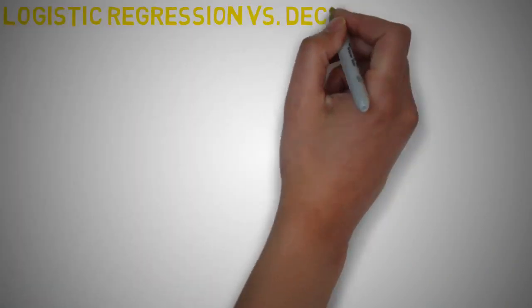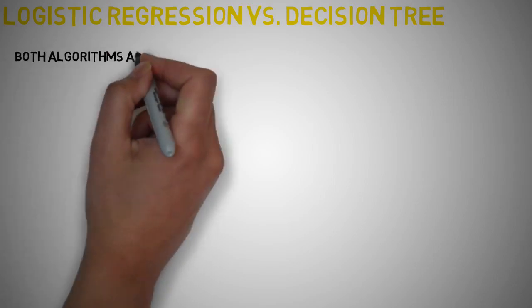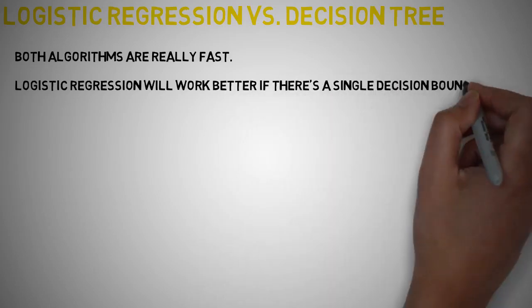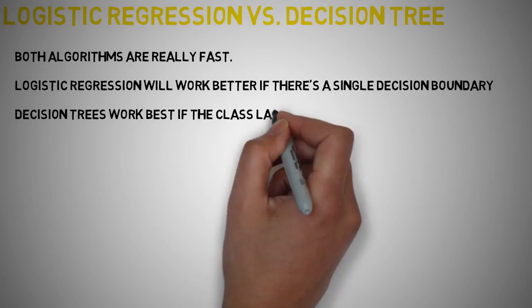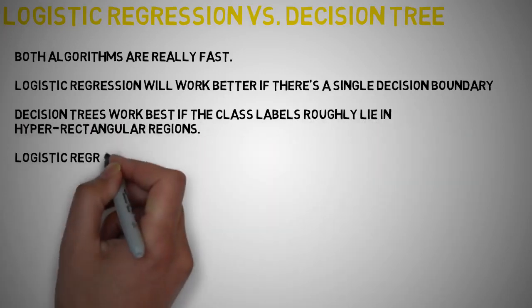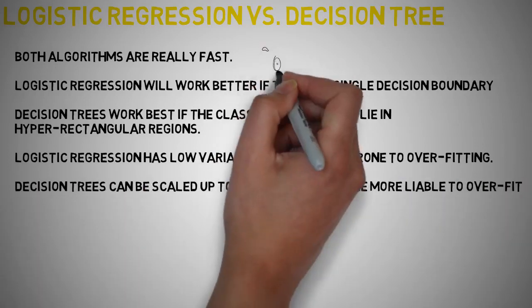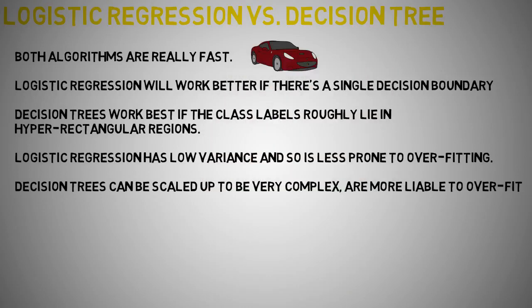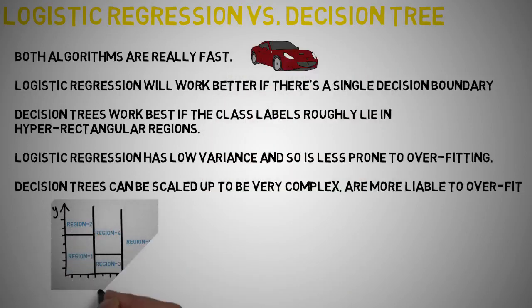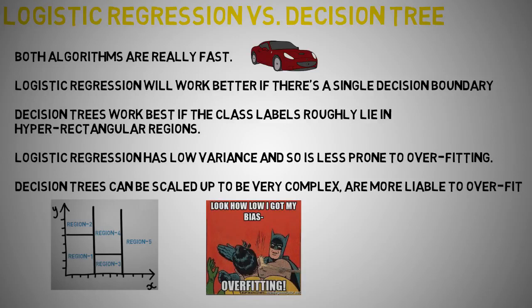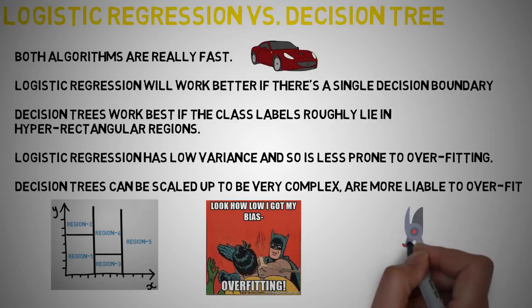If you look at logistic regression compared to decision tree, both algorithms are really fast, and there isn't much to distinguish them in terms of runtime. Logistic regression, however, will work better if there's a single decision boundary, not necessarily parallel to the axis. Decision trees can be applied to situations where there's not just one underlying decision boundary, but many, and will work best if the class labels roughly lie in hyper-rectangular regions. Logistic regression is intrinsically simple, it is low variance, and so is less prone to overfitting. Decision trees can be scaled up to be very complex and are more liable to overfitting. Pruning is applied to avoid this.